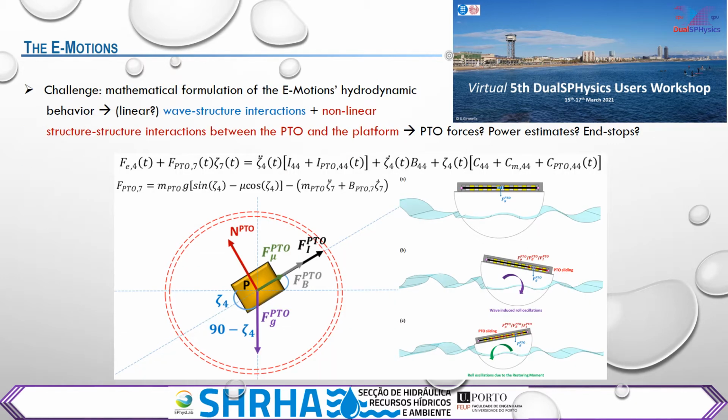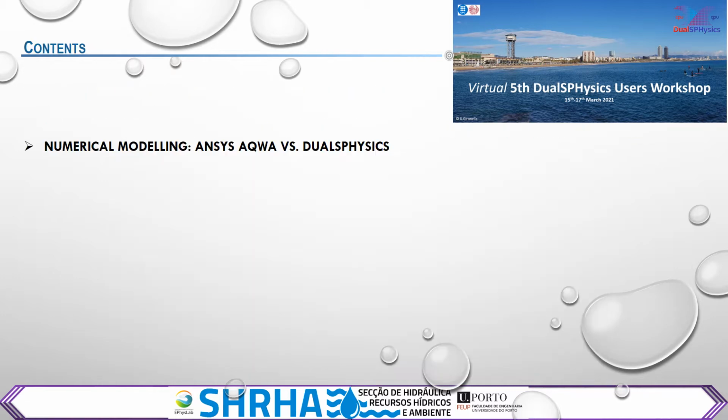But there's a big challenge here. How do you describe this? How do you mathematically decompose these physical interactions? Because you have wave structure interactions, which you can consider to be linear, but you shouldn't. They should be non-linear, because that's the reality. And to that, you add non-linear structure-to-structure interaction between a sliding PTO and a platform. So you have a very tricky, very complex problem, which entails PTO forces, power estimates, and end stops.